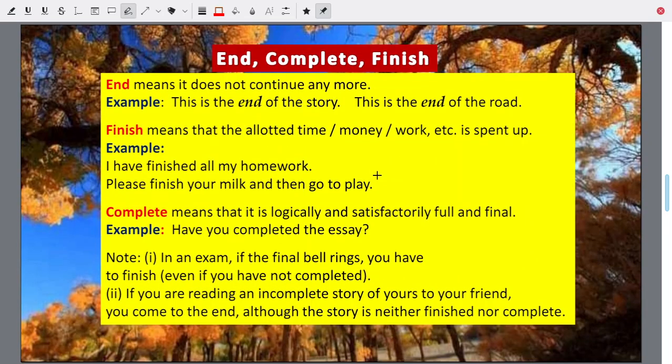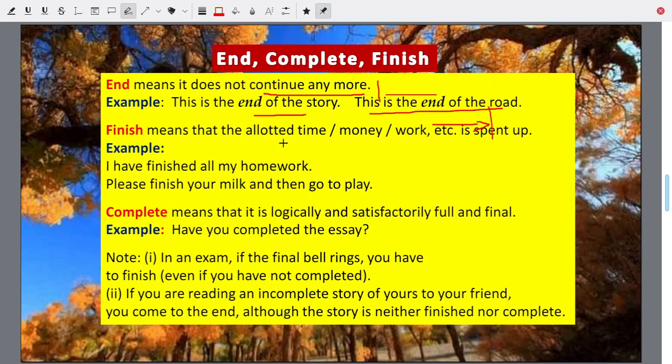End, finish and complete. End means it does not continue anymore. It will not continue anymore. It is terminated. This is the end of the story. This is the end of the road. It does not continue anymore. After this, it does not continue.